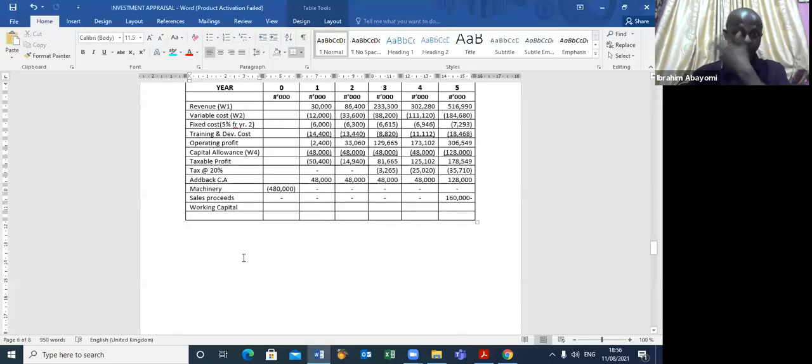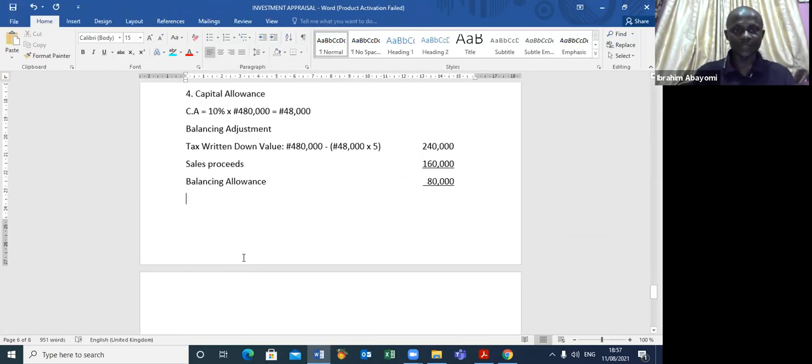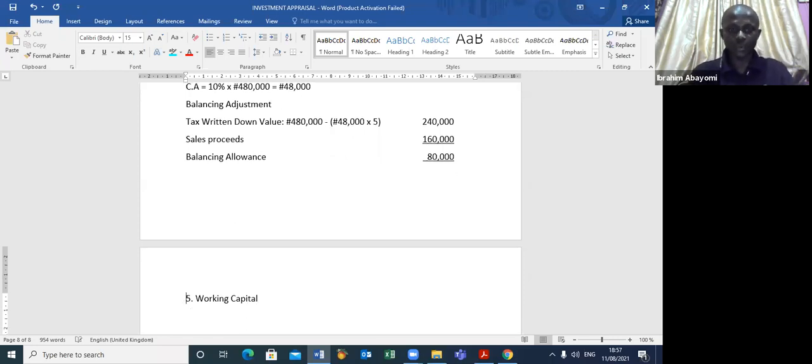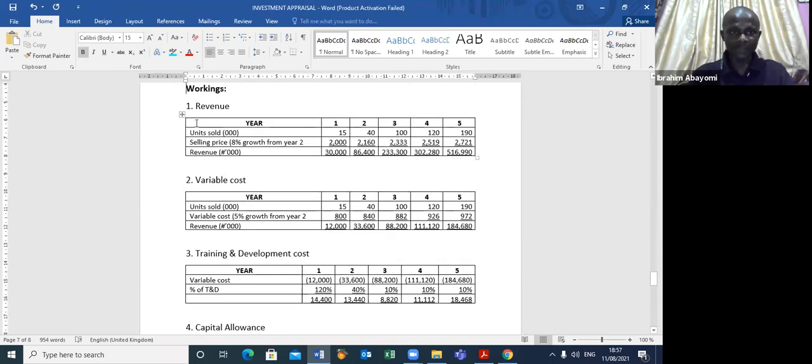So I will put my working capital as work note what? Work note 5. Yes, work note 5, I'm correct. So let's go down there and put our work note 5. Work note 5 is working capital. So we're told it's going to be based on what? On revenue. Let me bring my revenue down.